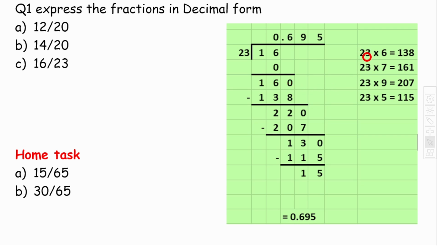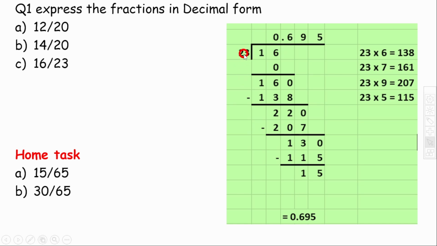You do your multiplication table. 23 times 6 is 138. You can see it's still small compared to 160. 23 times 7 is 161, which is more than 160. So what do we do? We move back 1 step and realize that we can find 23 6 times inside 160. So you write this 6 at the top here.